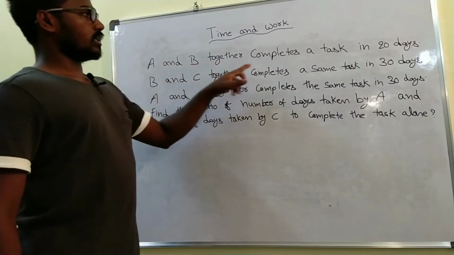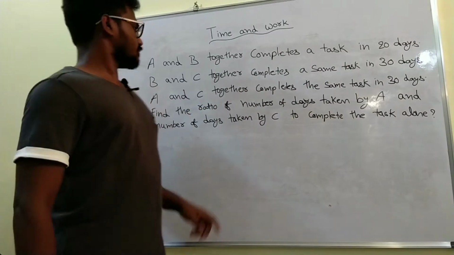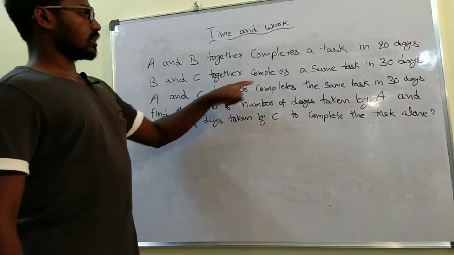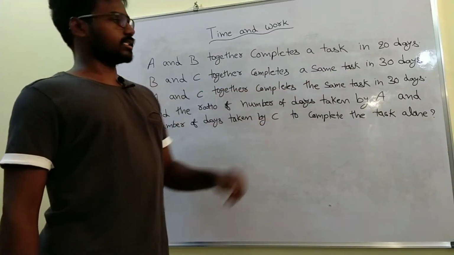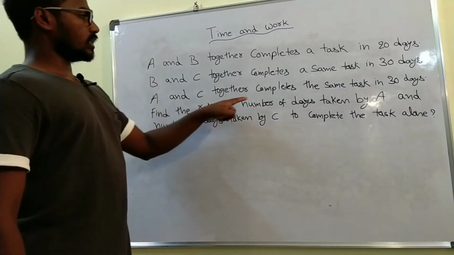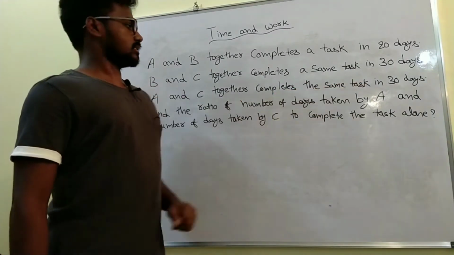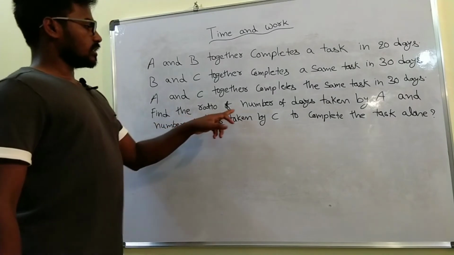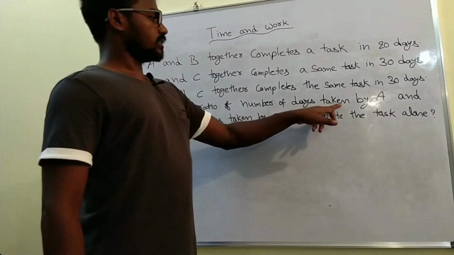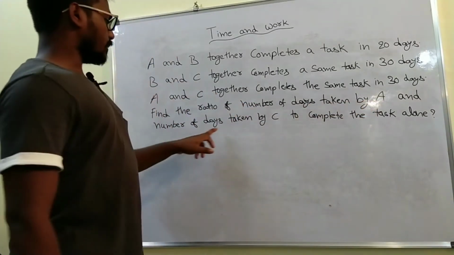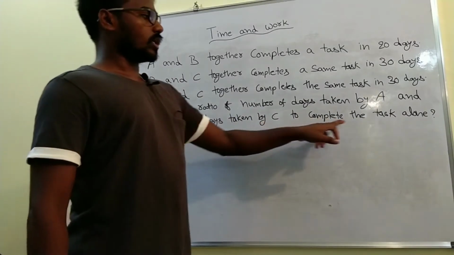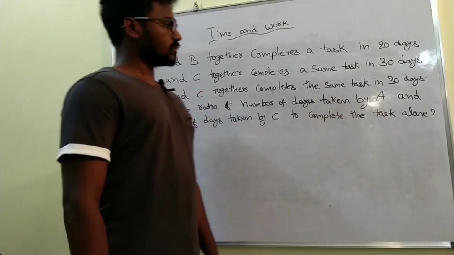A and B together complete a task in 20 days. B and C together complete the same task in 30 days. A and C together complete the same task in 30 days. So we need to find the ratio of the number of days taken by A and the number of days taken by C to complete the task alone.